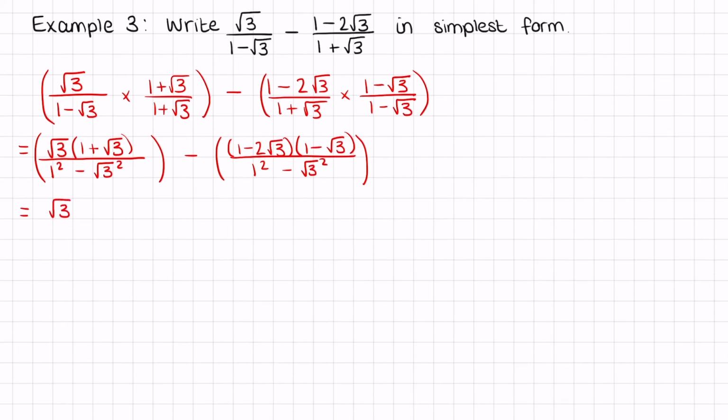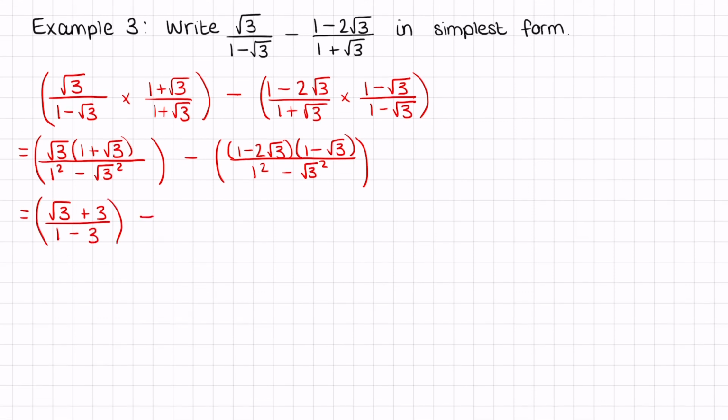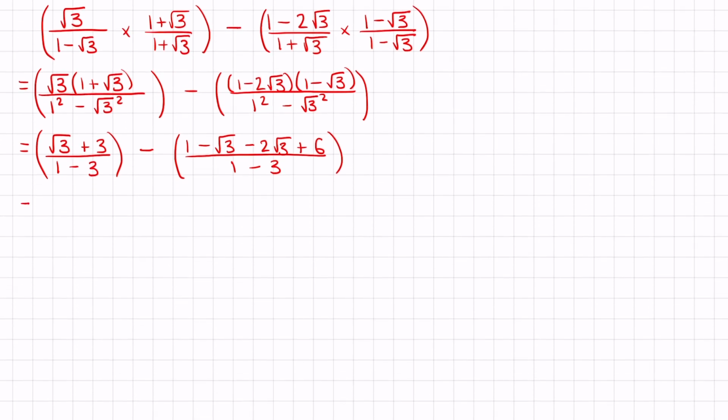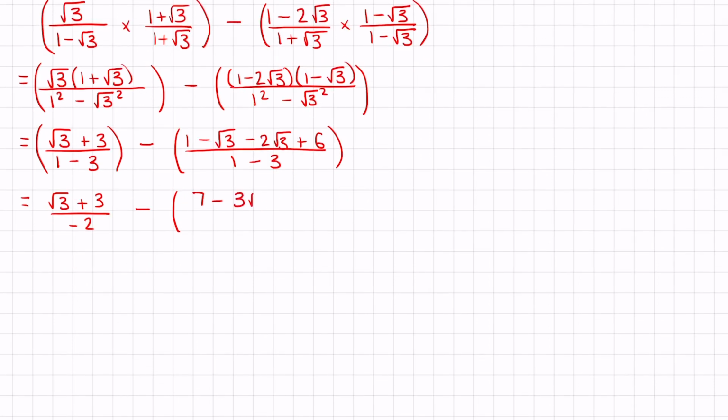So I'll have root 3 plus 3 over 1 minus 3 minus, expand this with our brackets and we end up with 1 minus root 3 minus 2 root 3 plus 6 all over 1 minus 3. This will then equal root 3 plus 3 over negative 2 minus 7 minus 3 root 3 on negative 2.